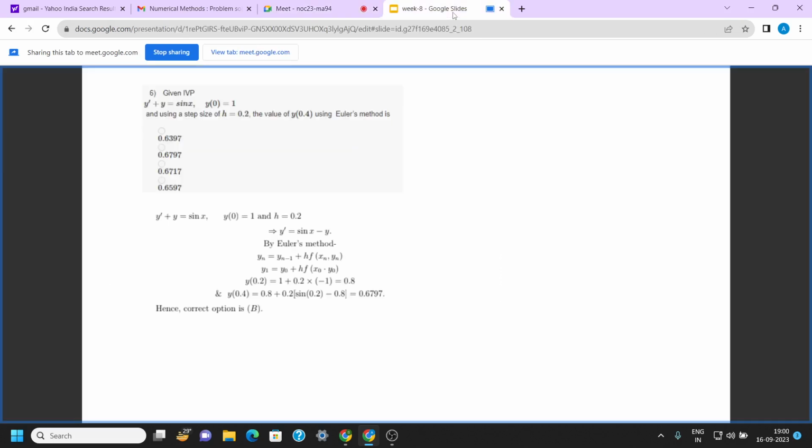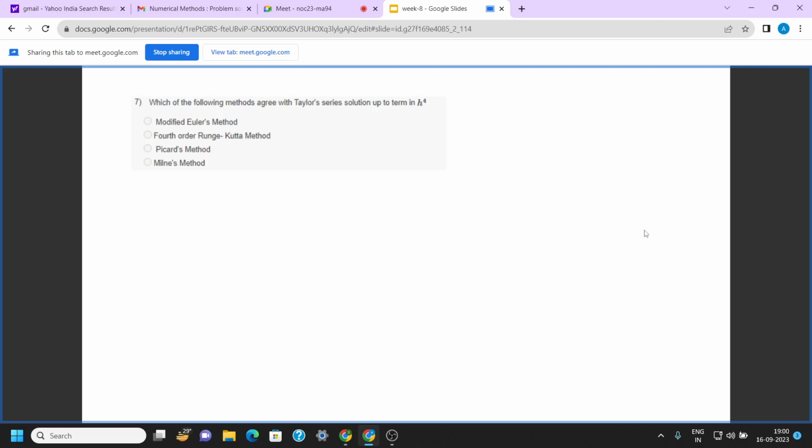Okay, so let's move to the next question. Question number 7 is, which of the following methods agree with the Taylor series solution up to the term in h power 4? So is it the modified Euler's method, or fourth order Runge-Kutta method, or Picard's method, or Milne's method?